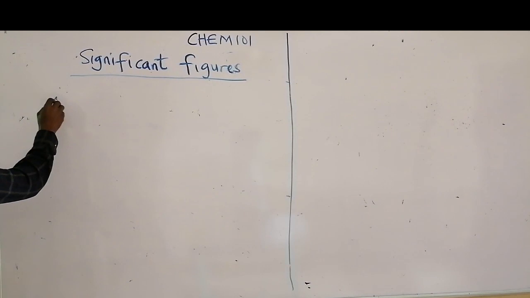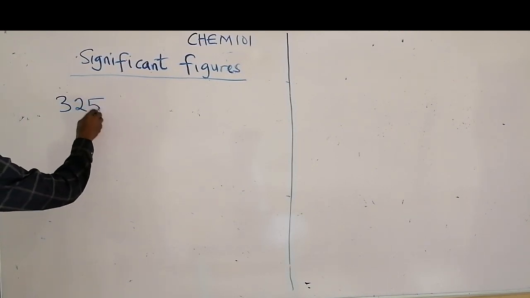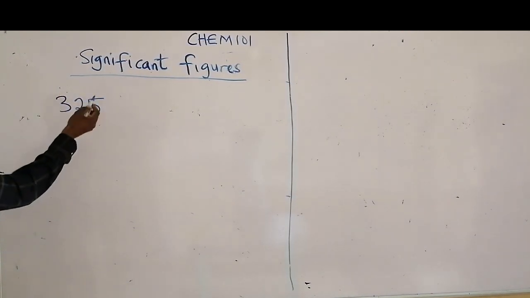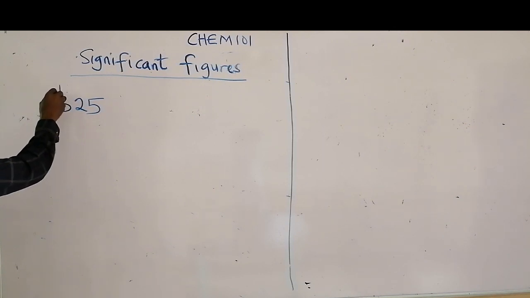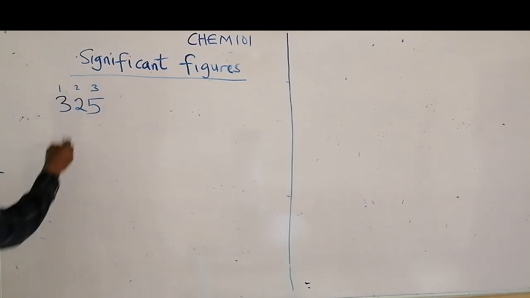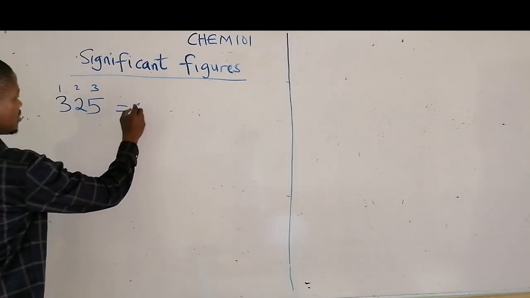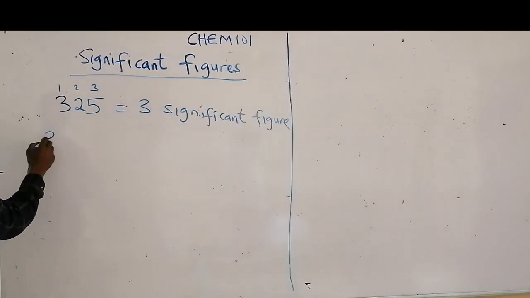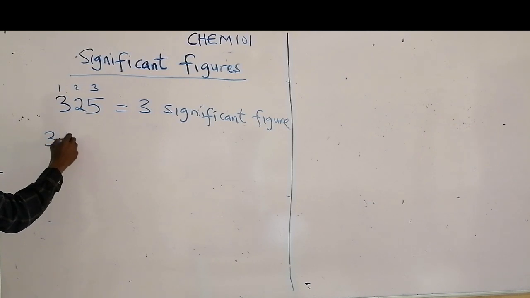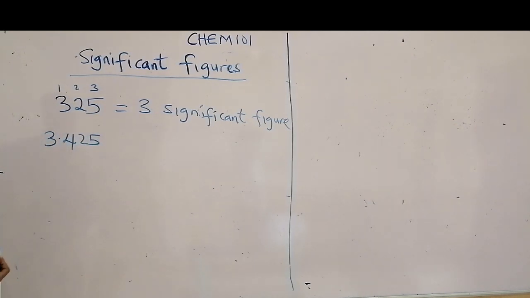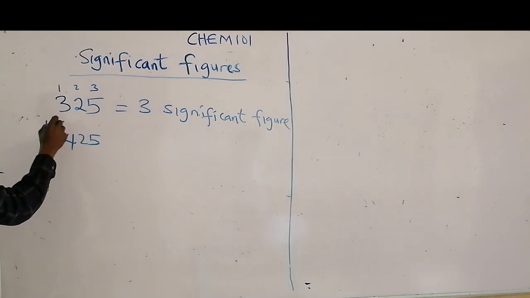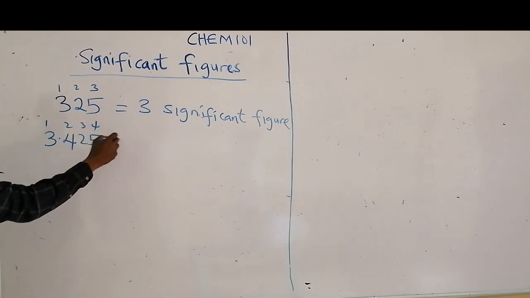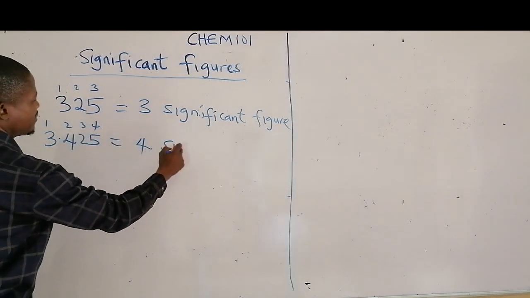Imagine you have this number, and then begin to count it. How many digits? There's a first digit, second digit, third digit. And that's three significant figures. Another one, let's say we have 3.425. Begin to count it: 1, 2, 3, 4. This is 4 significant figures.